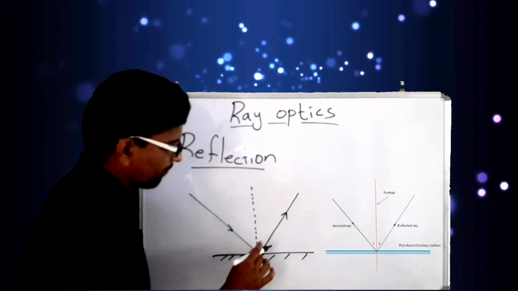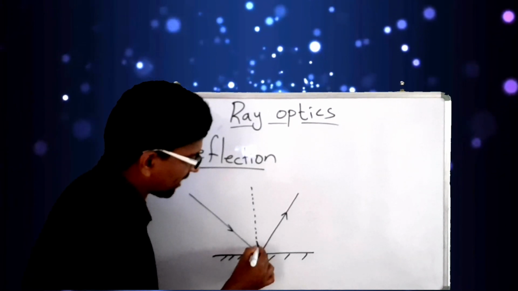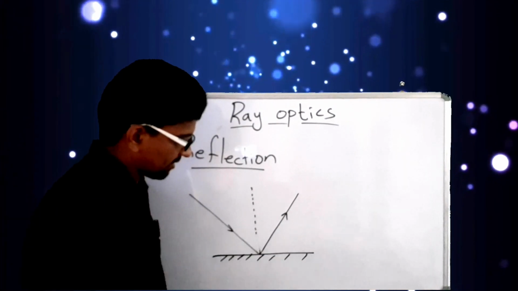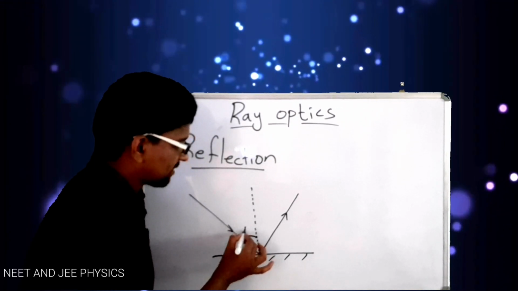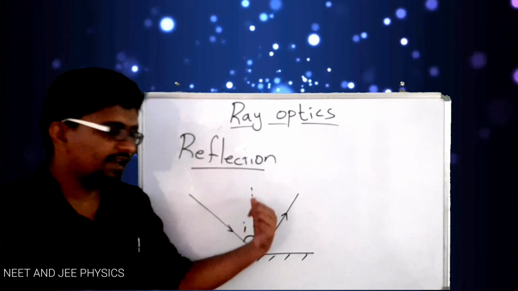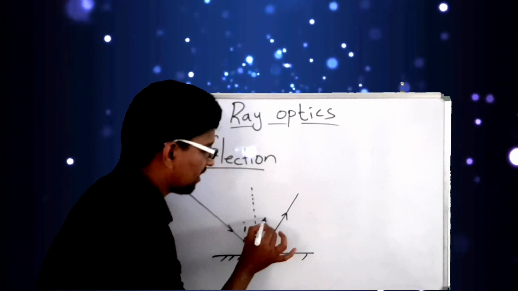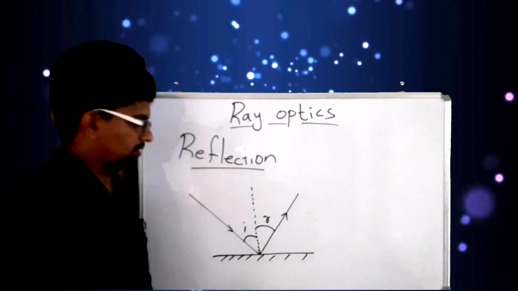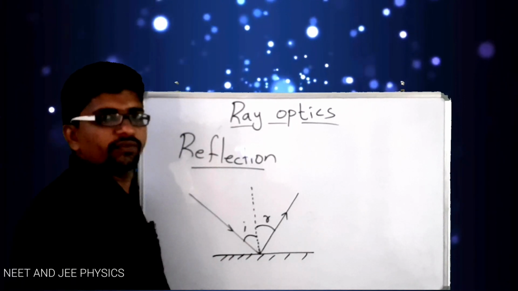This imaginary perpendicular line is called the normal at the point of incidence. Here you can see two angles. The first angle is the angle between the incident ray and the normal. And the second angle is the angle between the normal and the reflected ray. This angle is called the angle of incidence and this angle is called the angle of reflection.